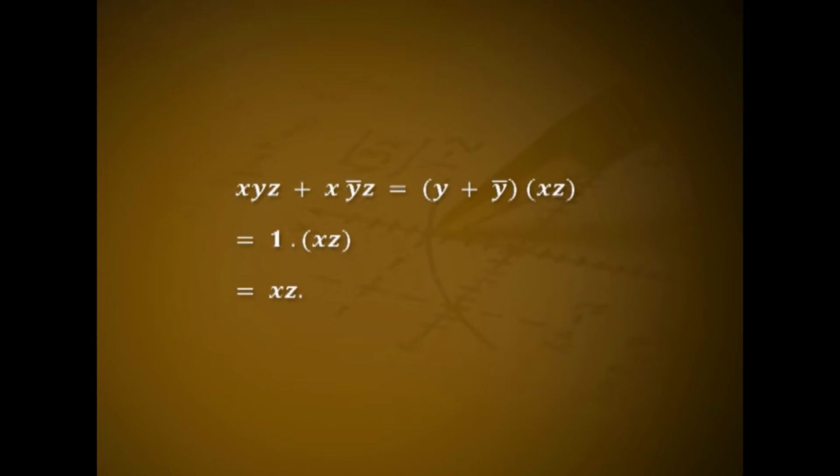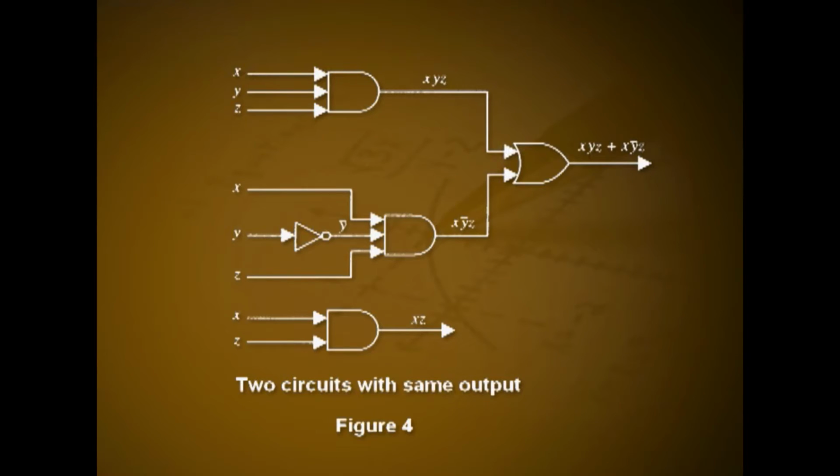They can be combined as xyz + xy̅z = (y + y̅)xz = 1·xz = xz. Hence, xz is a Boolean expression with fewer operators that represents the circuit. The two different implementations of this circuit are given in figure 4. Figure 4 shows the two circuits with the same output.